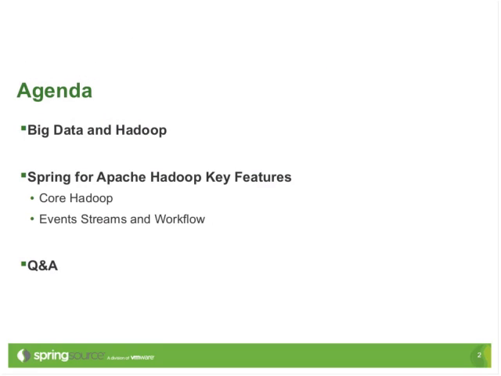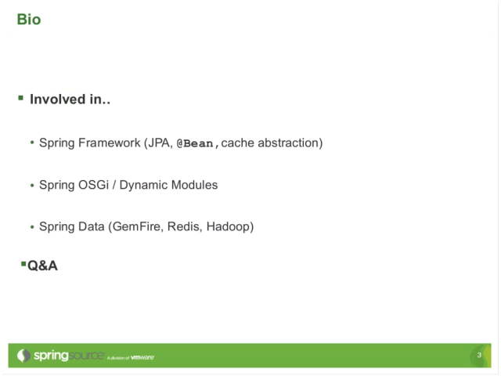The agenda for today is pretty straightforward. We're looking at introducing the key features for Spring for Apache Hadoop. We start off by looking at big data and the Hadoop ecosystem. And then I'll look at the key features in Spring for Apache Hadoop, mainly around core Hadoop. And then take a look at the big picture, looking at big data pipelines, such as workflow and event streams. Also, we'll wrap everything up with a Q&A.